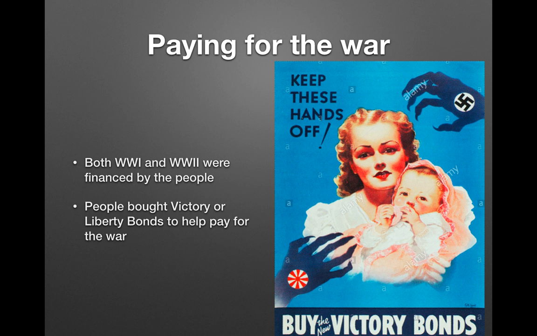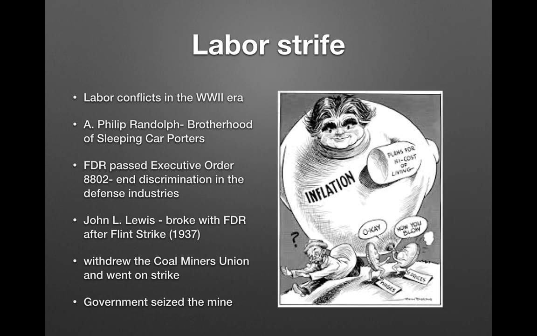Now, paying for the war. Both World War I and World War II were financed by the people through a thing called the Victory or Liberty bonds. You would give money to the U.S. Treasury to cover the war, and they would essentially pay you back plus interest. Now, again, a really great propaganda here, right? You see, buy the new victory bonds, and you have kind of the clawful hands of Nazi Germany and imperialist Japan coming after your wife and your kid. And so, how do you do this? You have to pay for the war. They're coming into your home. Great propaganda.